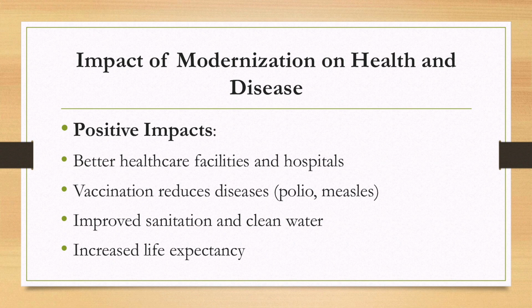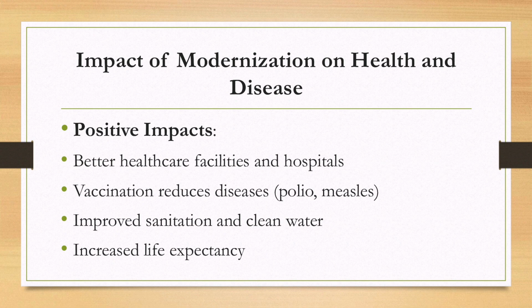Second one, vaccination reduces the diseases. So, modern medical science has developed vaccines that protect people from dangerous infectious diseases. For example, vaccination programs have nearly eliminated diseases like polio in many countries. Third one is improved sanitation and clean water. So, modernization has improved environmental sanitation and safe water supply systems. For example, clean drinking water reduces diseases such as cholera, typhoid, and diarrhea.